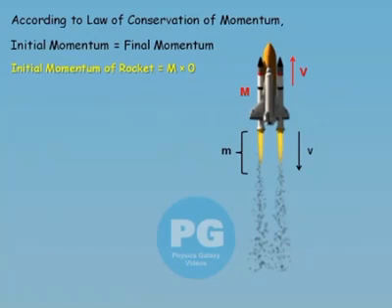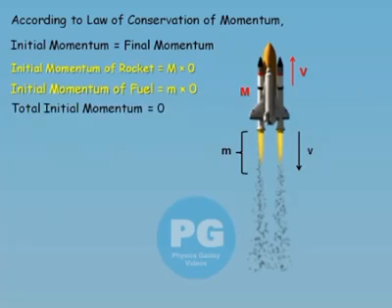Now the initial momentum of the rocket can be stated as mass into velocity. Initially the rocket was at rest, so its velocity was 0. So we can write the initial momentum of the rocket is M into 0, that is 0. If we talk about the initial momentum of the fuel, initially the fuel was also at rest. So the mass into velocity of fuel is again 0, so the initial momentum of fuel can be given as m into 0, that is again 0.